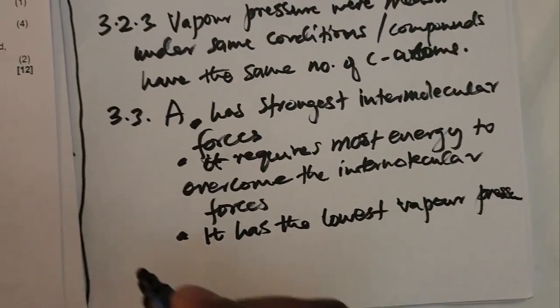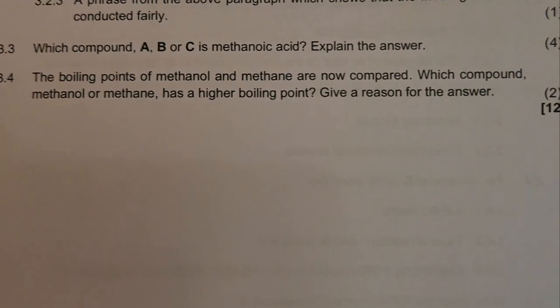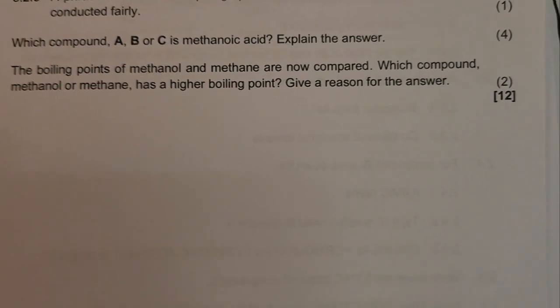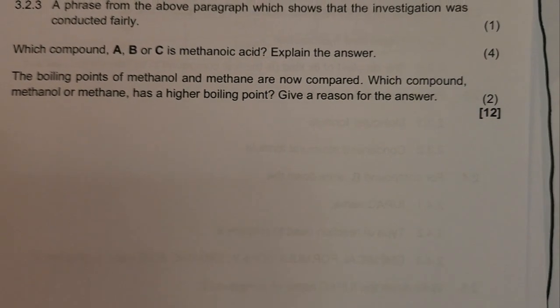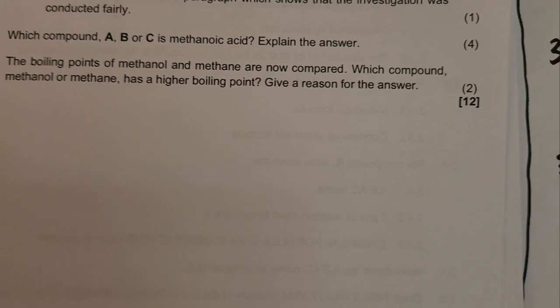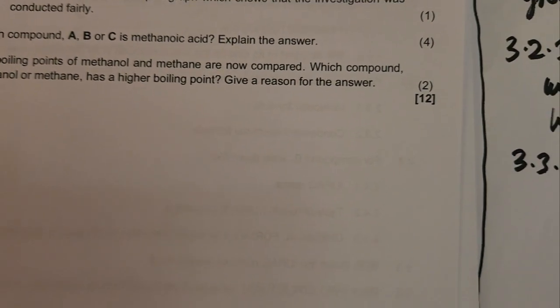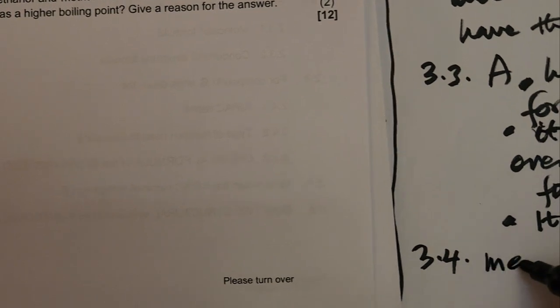I hope it's understood. The last one, 3.4 for 2 marks. They say to us, the boiling points of methanol and methane are now compared. Which compound, methanol or methane, has higher boiling point? Give reason for the answer. So the one with the higher boiling point would be the one with the stronger intermolecular forces, the methanol.